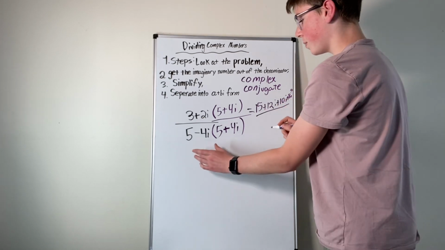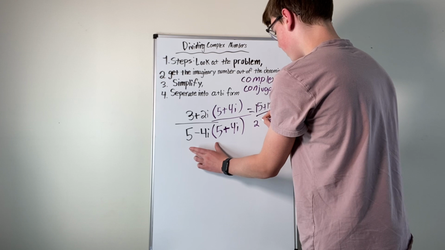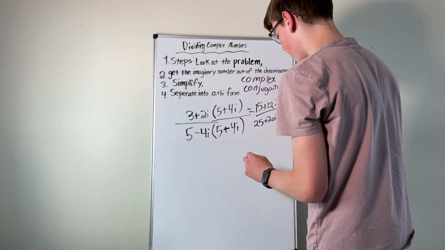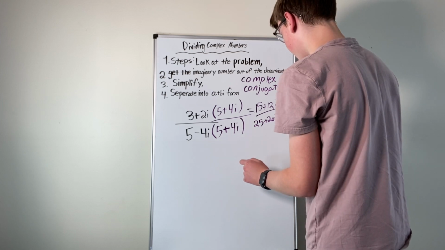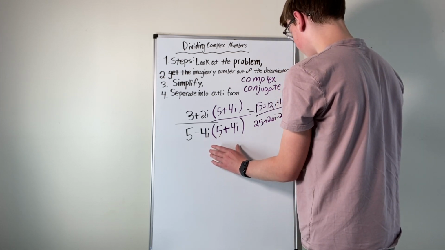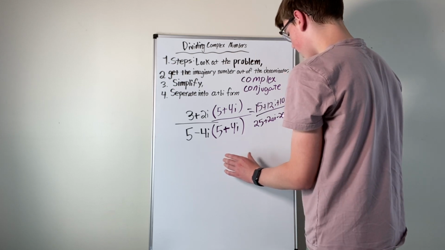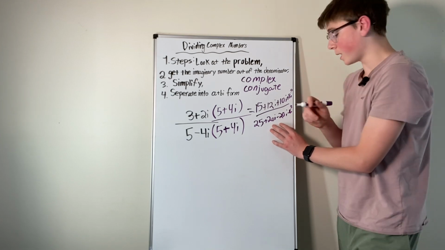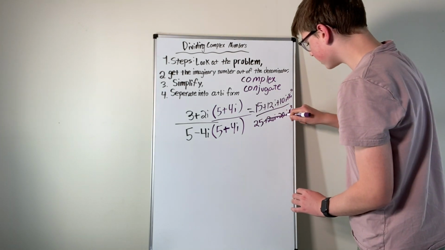Then the denominator would be 25 plus 20i minus 20i, and then minus 16i squared. So this 20i and negative 20i are going to cancel.